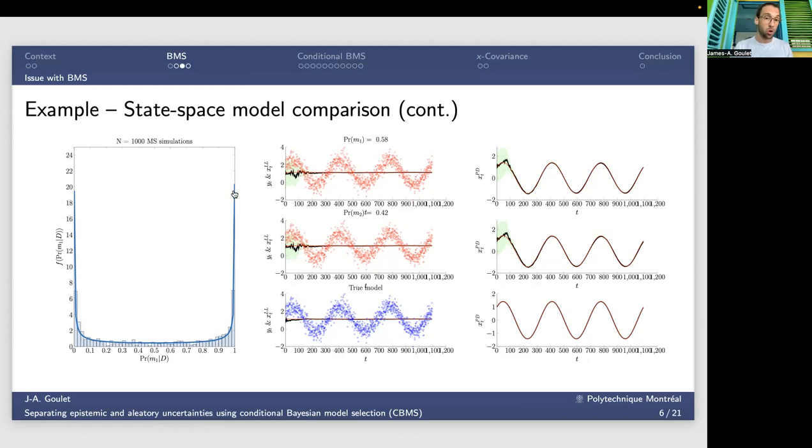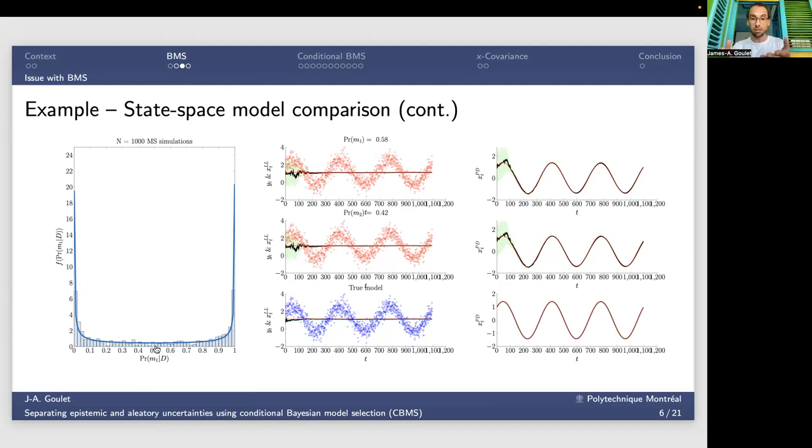What we see is that most of the time it's either 1 or 0. It's never 0.5, or almost never 0.5. It always goes, "I'm sure it's model 1," or "I'm sure it's model 2," instead of saying, "I don't know, it's 0.5. Both are equally good or equally bad."